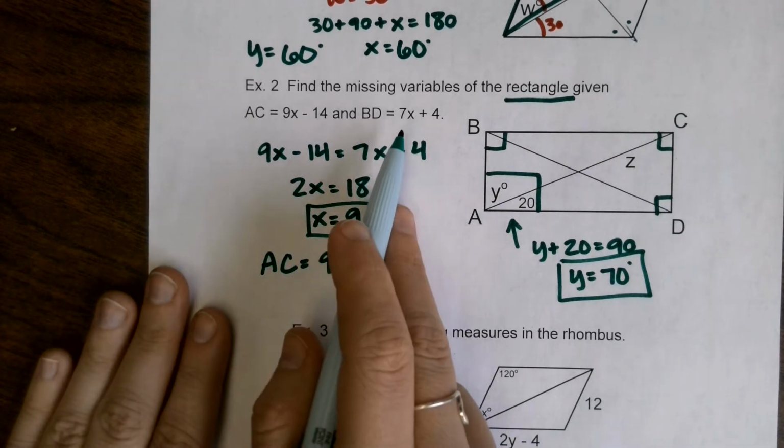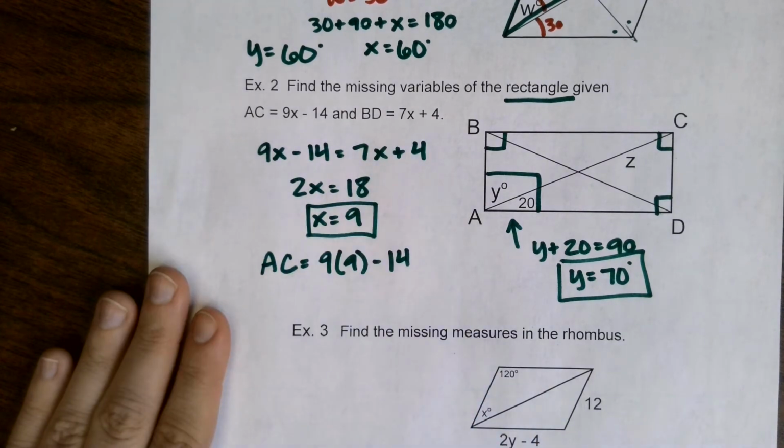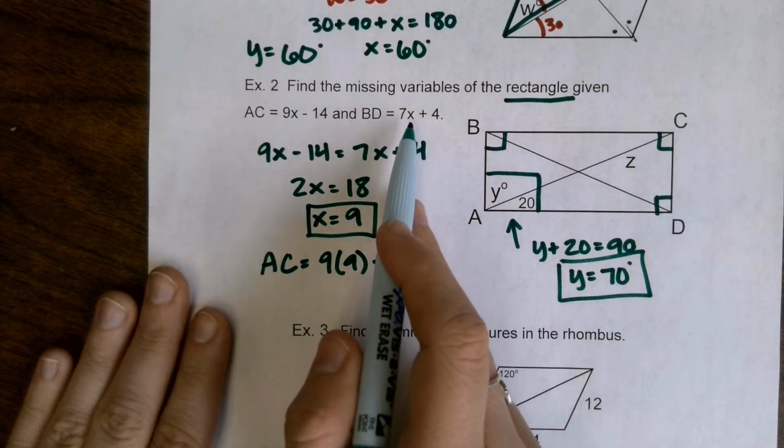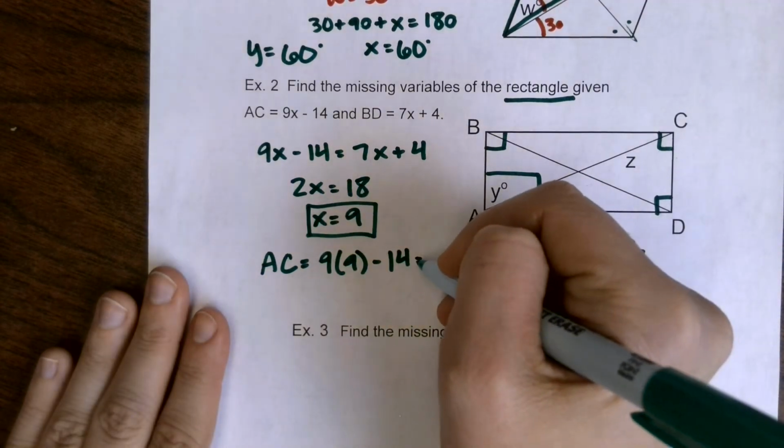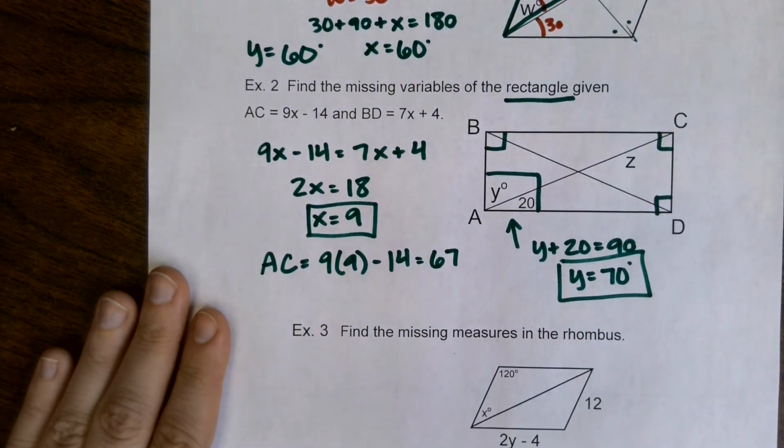If I want to check myself for the other one, I could plug in 9 there and make sure I'm getting the same thing. So plug in 9 and get my 63 plus 4 is 67. I got the same thing here. This is 67, so that's comforting.